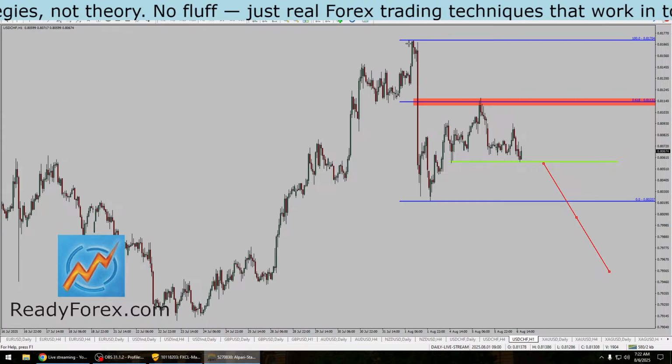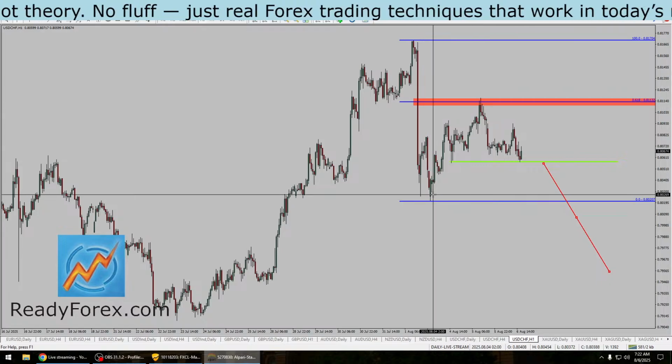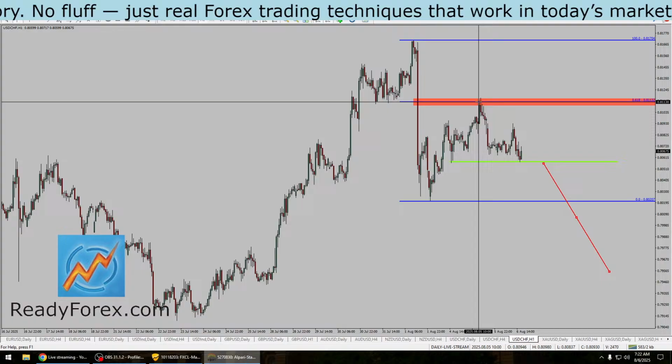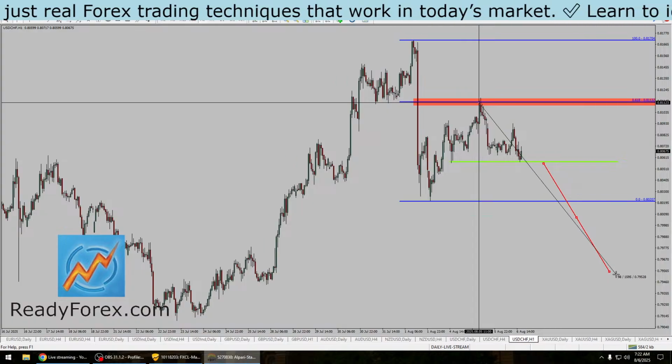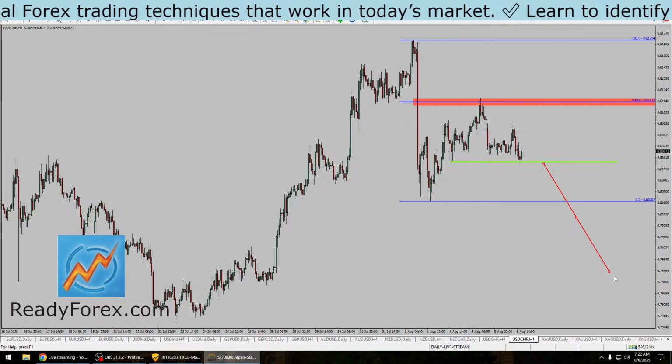Okay, we have already seen this bearish leg, the pullback right at the 0.618 Fibonacci retracement level. So expect a second leg, a second bearish drive.